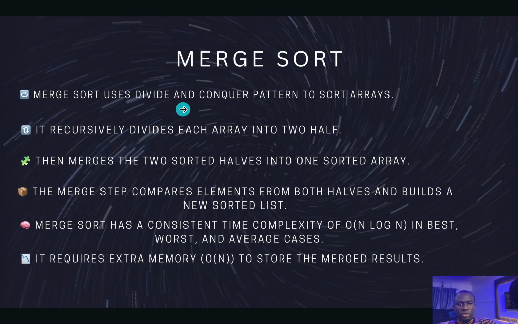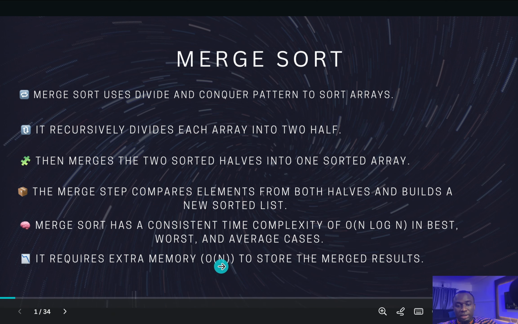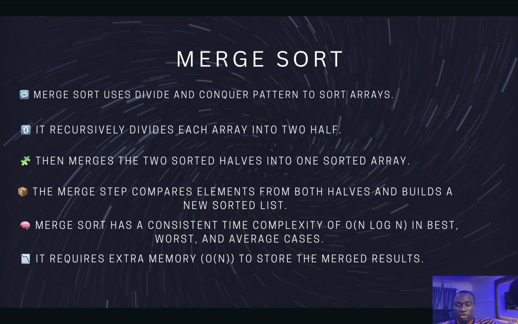Merge sort uses the divide and conquer pattern to sort arrays. It recursively divides each array into two halves, then merges the two sorted halves into one sorted array. The merge step compares elements from both halves and builds a new sorted list. The time complexity for this algorithm is big O of n log n in the best, worst, and average cases. For the space complexity, it is big O of n. The reason is because we create a new list when we are sorting the array.